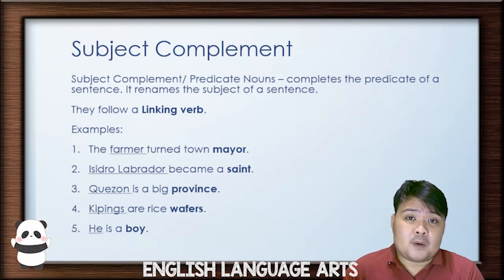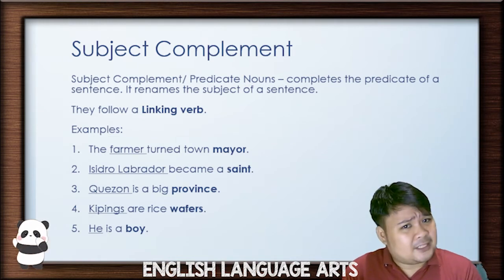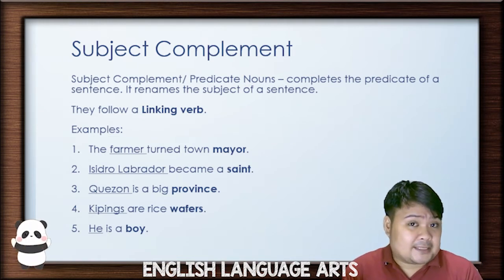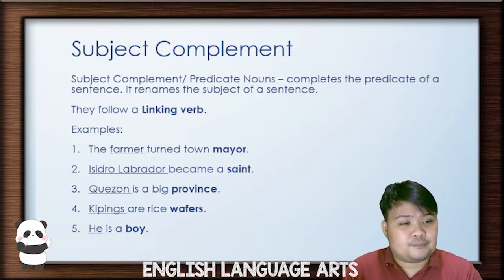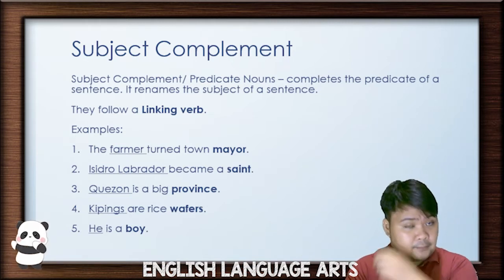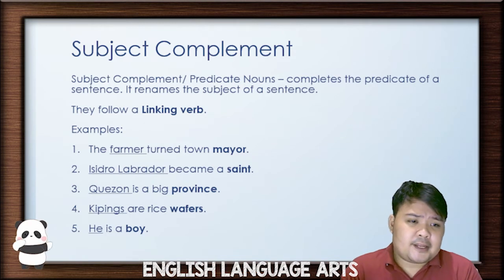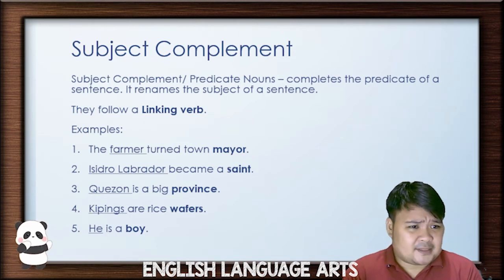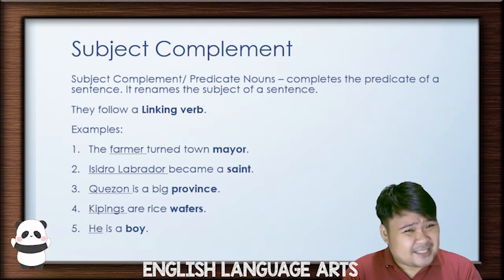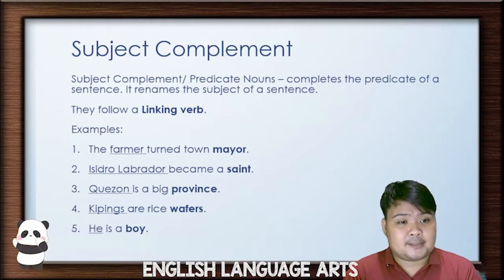Like for example, number 1, the farmer turned town mayor. Mayor and farmer are the same person. That is a subject complement, mayor. Number 2, Isidro Labrador became a saint. Isidro Labrador and saint are the same person. Therefore, saint there is the subject complement. 3, Quezon is a big province. Quezon and province are just the same thing. Province, therefore, is subject complement.